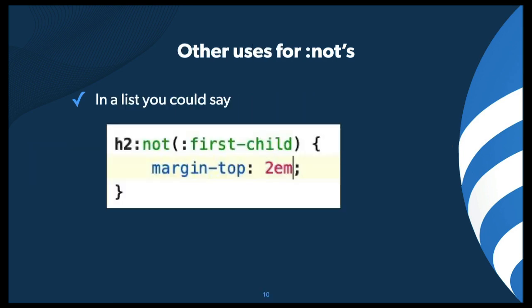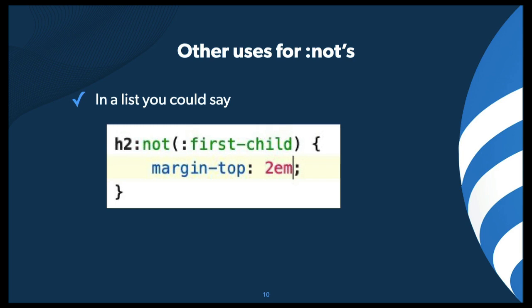Just another quick example here, not to do with the home page, but let's say you wanted to target every single H2 header element on your site but not the first child, as it says there. That is every H2 on your site but the first one. So everything but the first H2 is going to have a margin top of 2em. That's very useful to know, and this once again adds another string to your bow when you are dealing with CSS.